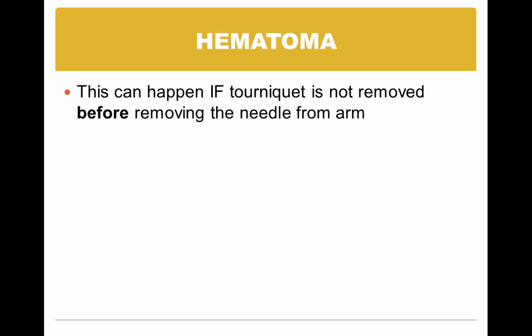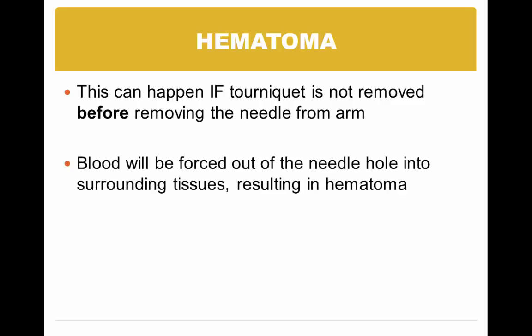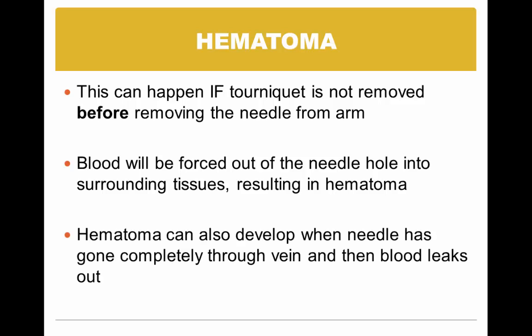A hematoma can happen if the tourniquet is not removed before removing the needle from the arm. Blood will be forced out of the needle hole into surrounding tissues, resulting in the hematoma. It can also develop when the needle has gone completely through the vein and then the blood leaks out underneath. Okay?